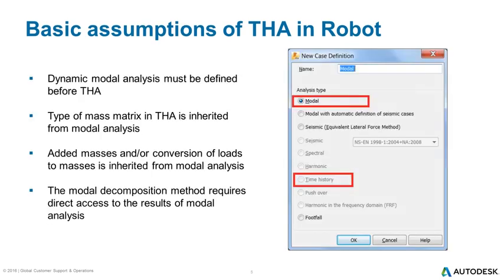In Robot, you decide on the mass matrix in the modal analysis parameters, so you have to define it before a time history analysis case. The modal case is also needed for definition of additional masses or load to mass conversion. In addition, time history analysis requires access to the results of modal analysis, and its precision depends on the number of calculated modes when the modal decomposition method is selected.